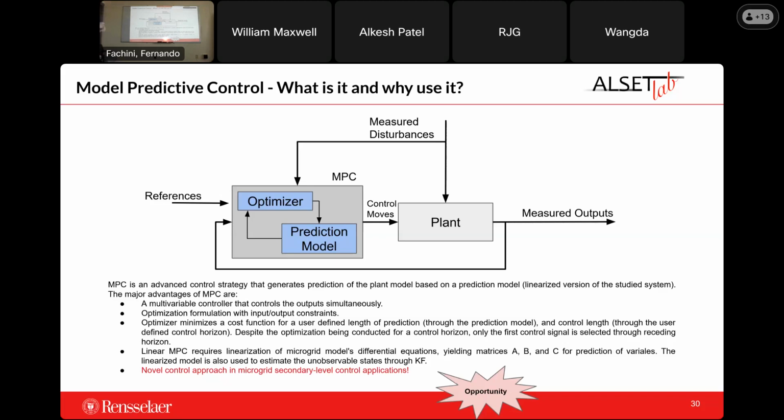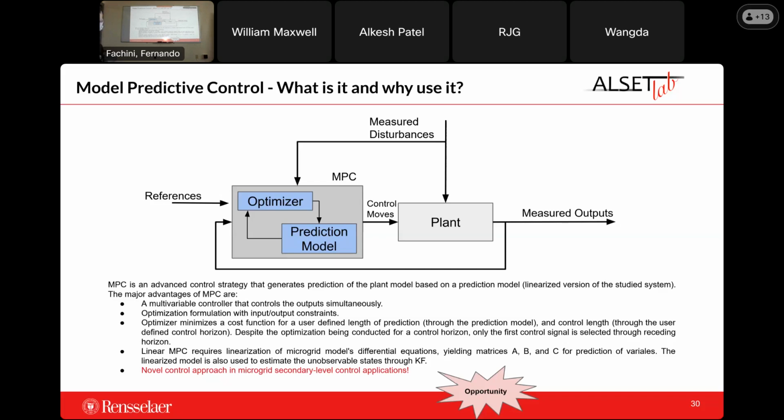So linear MPC requires linearization of the microgrid model's differential equations, and it yields the ABC matrices from the state space representation for the prediction of the variables. The linearized model is also used to estimate the observed states through a Kalman filter. And the opportunity here, using MPC in secondary control, is that it's a novel approach in microgrid secondary control applications. There's not a lot of papers describing MPC applications for secondary control. And the image just depicts a representation of what the MPC structure is.